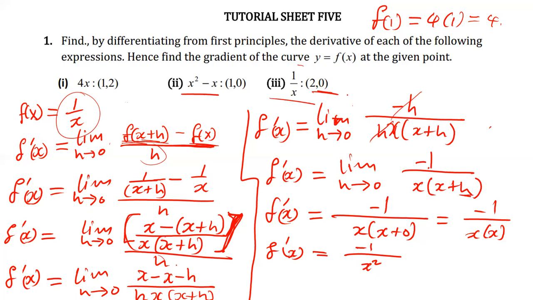And then the question goes further to ask us to find the gradient at this point. So from this point, we're just going to use 2, which is the x value, to find the gradient. So to find the gradient, we're just going to replace 2 where there is x here. So f prime of 2 simply gives us negative 1 over 2 squared. So this one will just be equal to what? Negative 1 over 4. So negative 1 over 4 is the gradient of this expression at the point 2, 0.